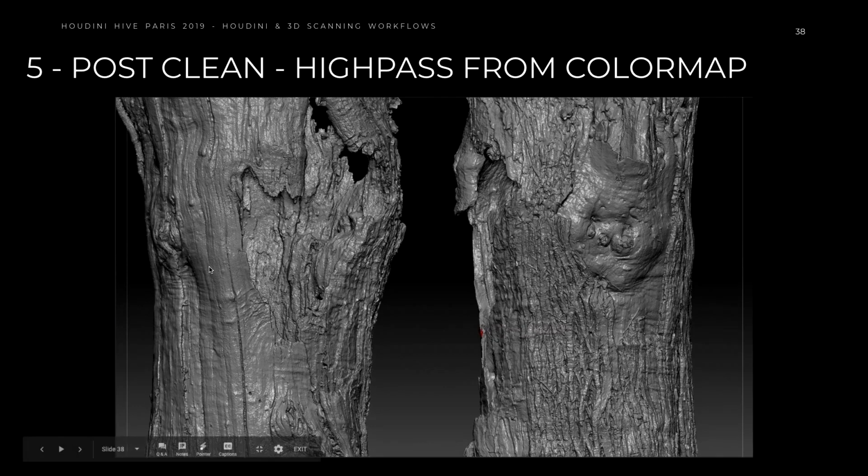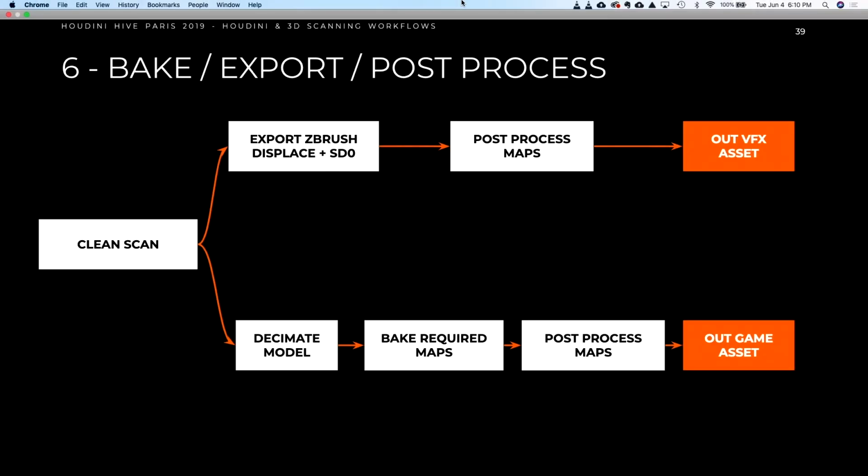And at this point, we have a super detailed mesh inside of ZBrush, so you can then export what you have. What's really nice is the workflow is pretty similar if you're working for game or for VFX. At this point, you have a super detailed clean scan with a nice topology and UVs. So you can export your subdivision 0 plus the displacement from ZBrush, and this is basically what you'll use for a VFX shot. And you can also decimate, create your LODs, bake your maps from the high resolution scan, post-process them a bit, and then you have game-ready assets.